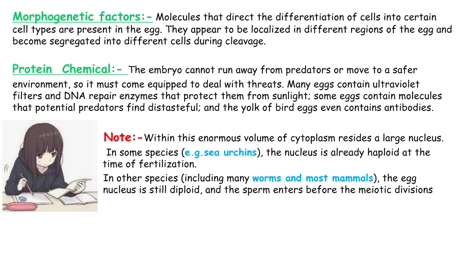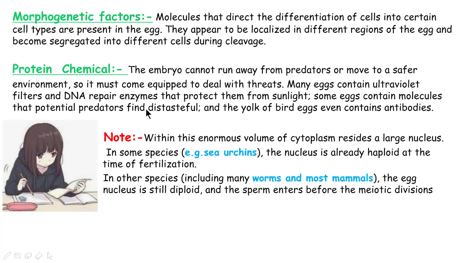What are the protective chemicals? The embryo cannot run away from the predator and move to a safer environment, so it must come equipped to deal with threats. What is the threat? The threat from the predator. Many eggs contain ultraviolet filters and DNA repair systems. Keep this very clear in your mind. Learn this, that they protect them from sunlight. Some eggs contain molecules that potential predators find distasteful.